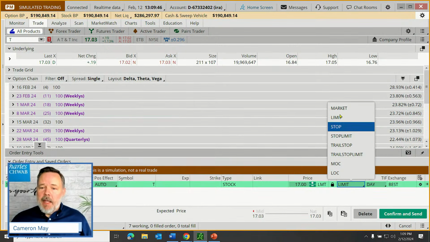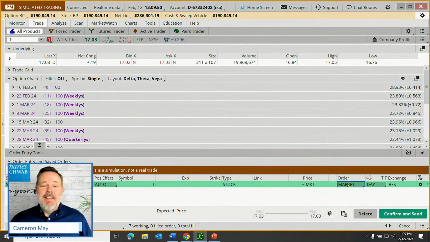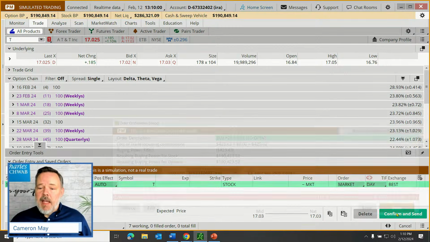Or we might just create what's known as a market order. That's what we're going to do for today's example. A market order just means I'm willing to pay whatever the market price is. Let's get into this trade. So believe it or not, that's the whole process for creating a stock order. Let's click confirm and send.